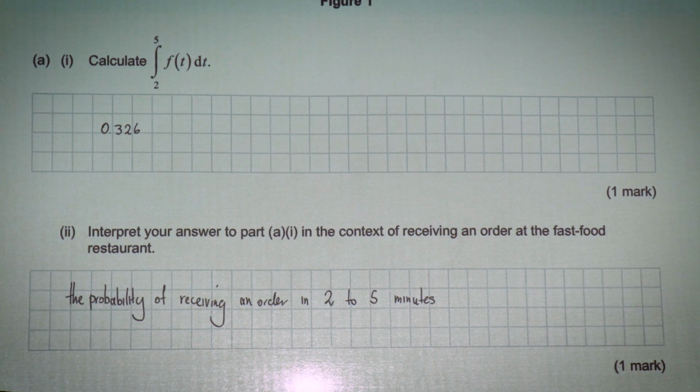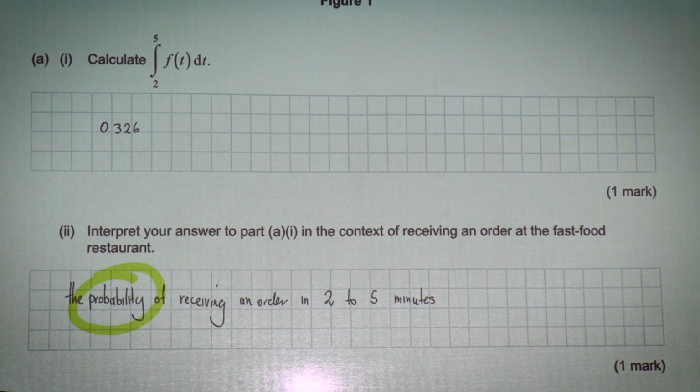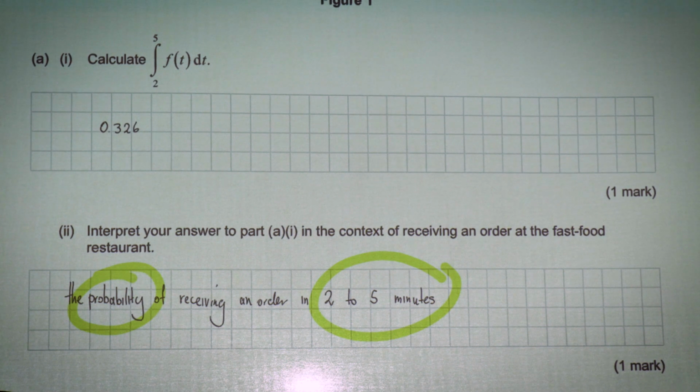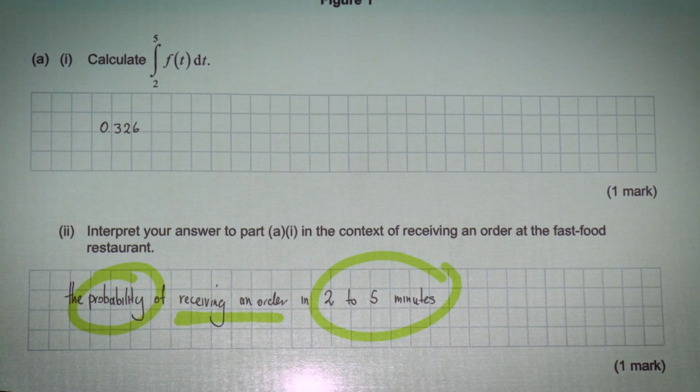We kind of need to talk about it being a probability, explicitly making that connection between the definite integral of the function and probability. We need to see that it's between 2 and 5 minutes, right? What's the 2 and the 5 doing as part of that definite integral? And they need to give some indication they know what's happening within the 2 to 5 minutes. So they need all three of those things.